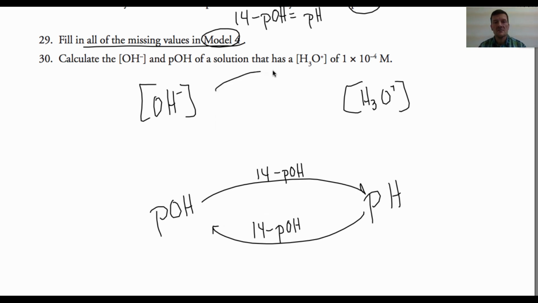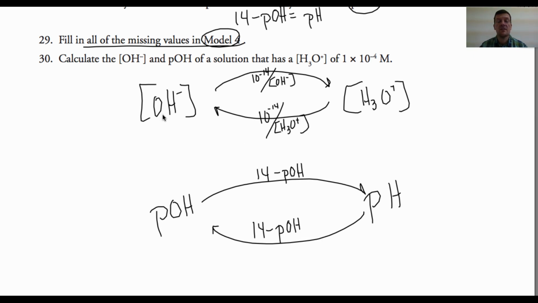Let's go this direction. If you know one concentration, you should be able to find another concentration. If you know either of these concentrations, their product is 10 to the negative 14. So if you know the concentration of hydroxide, you would take 10 to the negative 14, divide by that concentration, and you would have hydronium. And if you know hydronium, you would take 10 to the negative 14 divided by that hydronium concentration, and you'd have hydroxide.